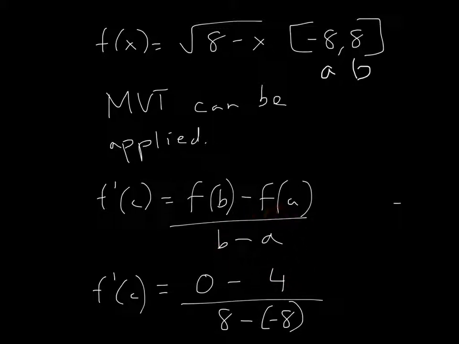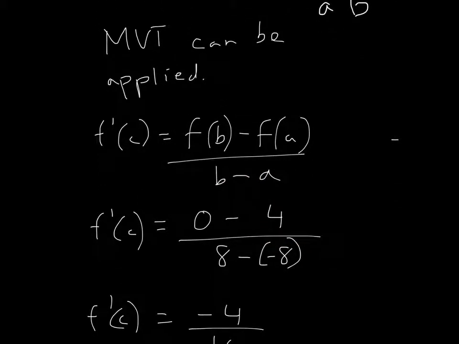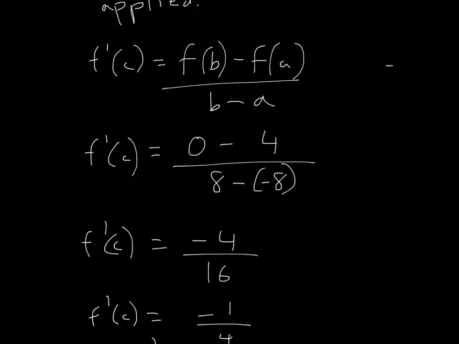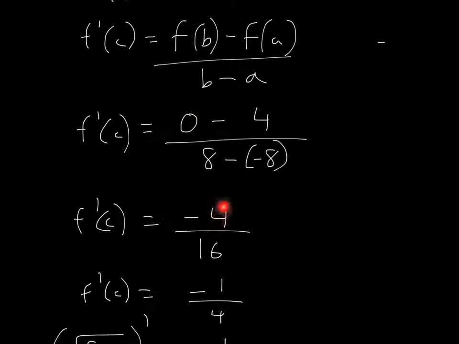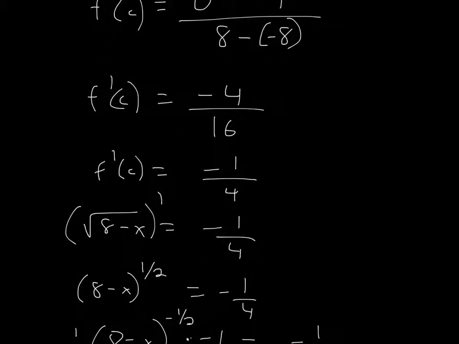Now we just plug in the rest. So it's b minus a. So it's 8 minus a -8. That's a common mistake, so always use parentheses to make sure that if you have two negatives, it'll become positive. So you get -4 over 8 plus 8, which is 16, and that is equal to f prime of c. And then that will give you -1 over 4. So now we show that it does exist, and now they want us to find c.